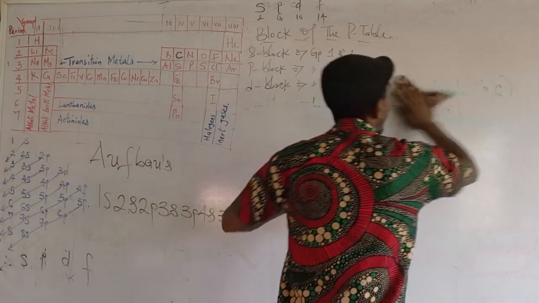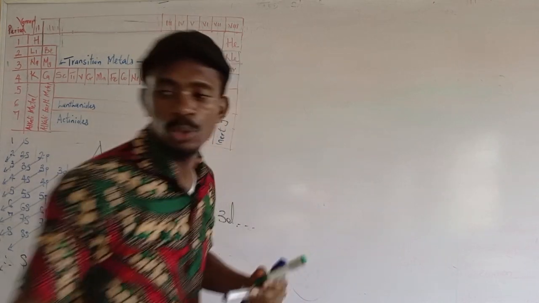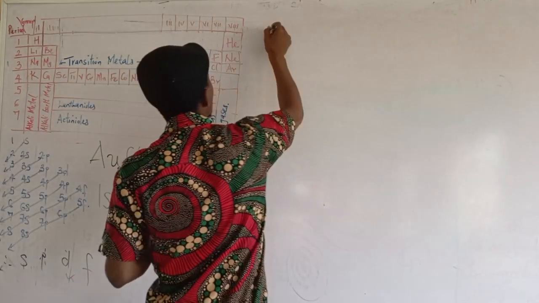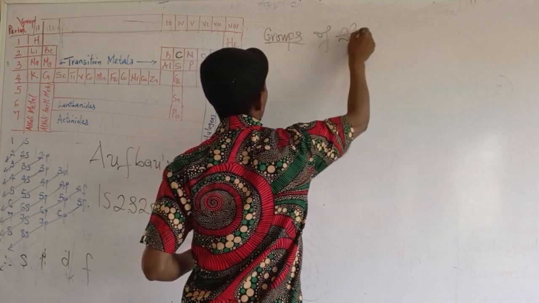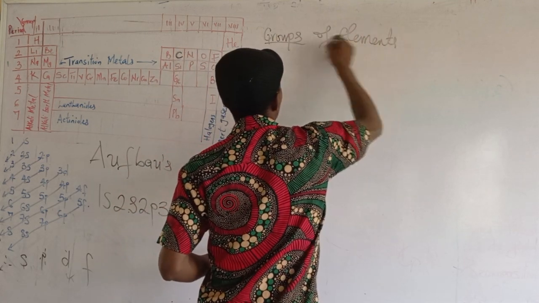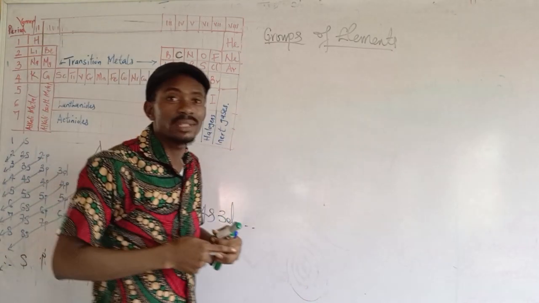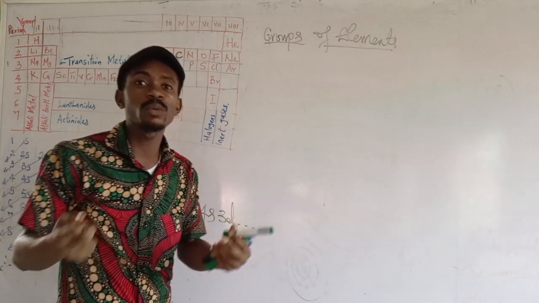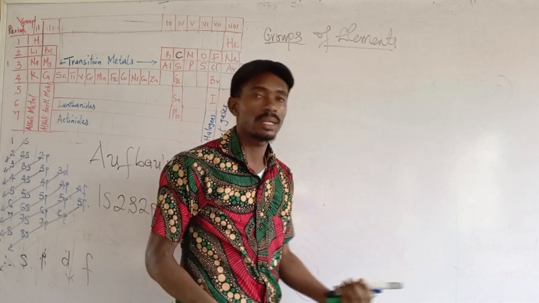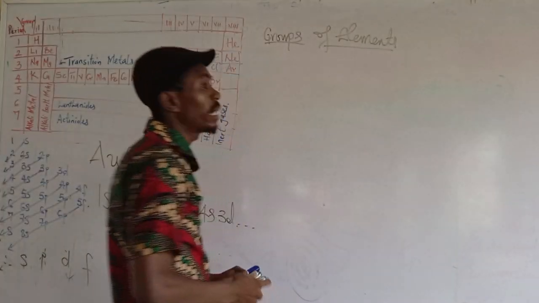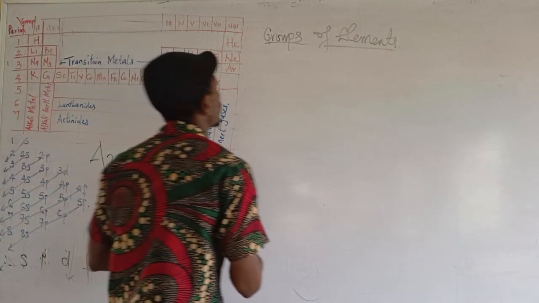Let's now look at the family of elements, otherwise known as the groups of elements. Now some texts will tell you that we have about 118 elements. Well, nobody wants to bother you with how many elements you have, because every day new things are being discovered. That's why in my video I don't tell you the number of elements. If you want to know, you can go and do that research.